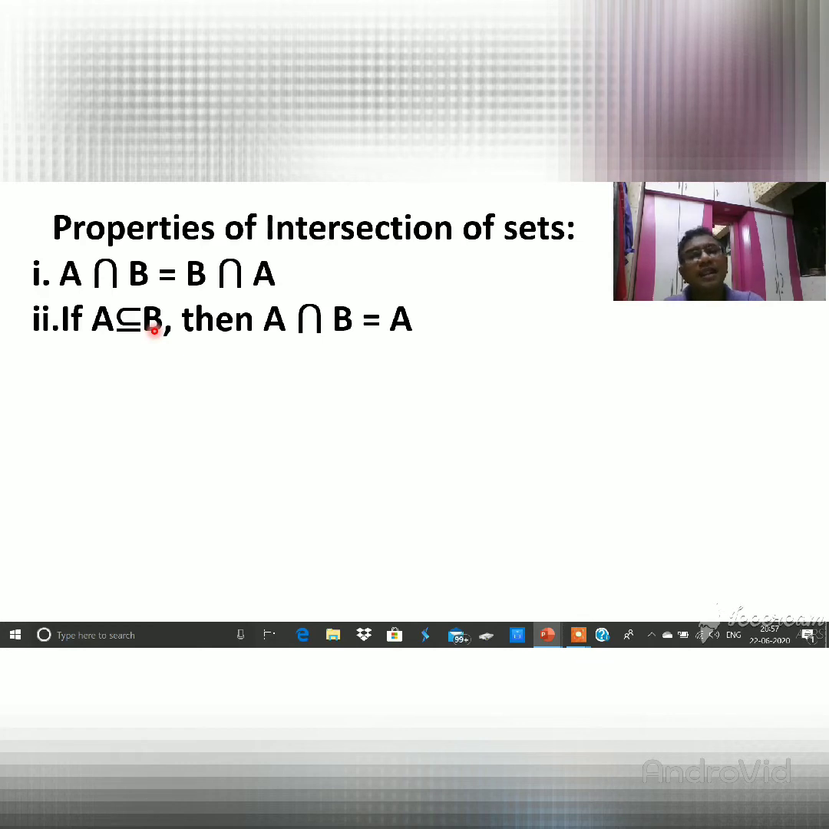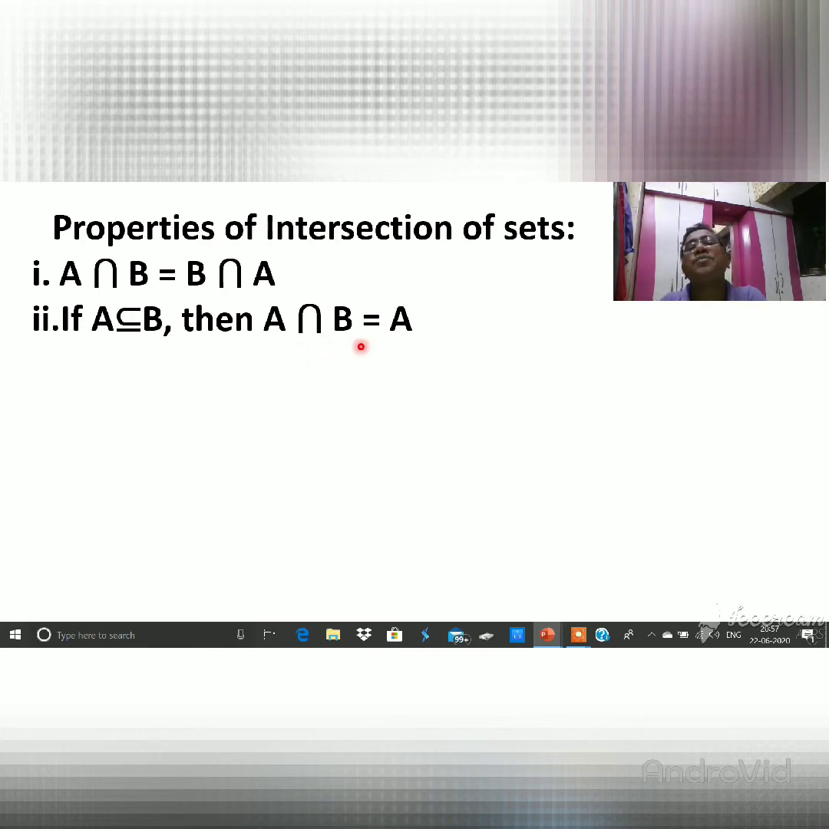So you understand that if you want to find the intersection, then you get only A. Why are you getting only A? Because the elements of A are present here. This sign tells you that it is a subset. So whatever the elements of A are, they are present in B. So if you find the intersection here, then you get A. So these are the properties written here.